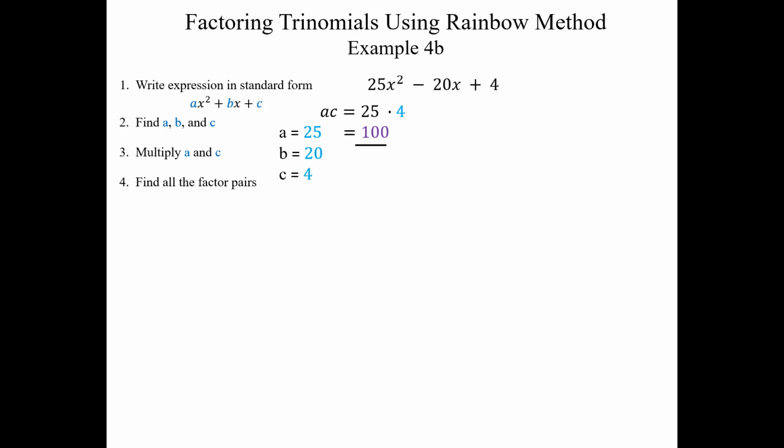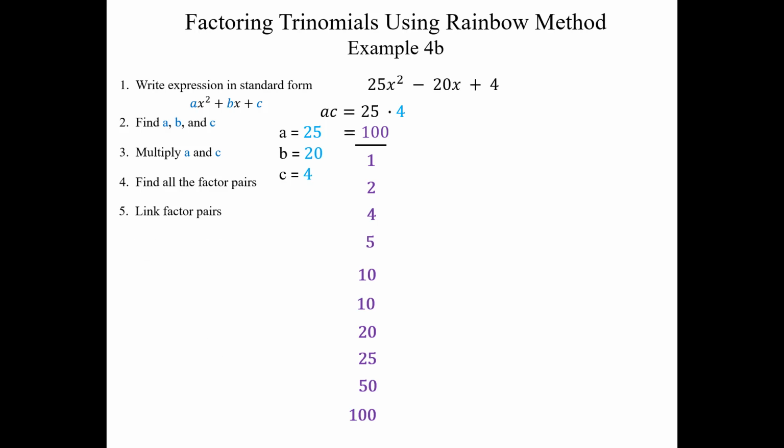Now we need to find all the factor pairs for 100, starting with 1 times 100. More pairs here, so we need a bit more space. Next we'll have 2 times 50. Then we'll have 4 times 25. Then we'll have 5 times 20. And last we'll have 10 times 10. And we found all the factor pairs for 100.